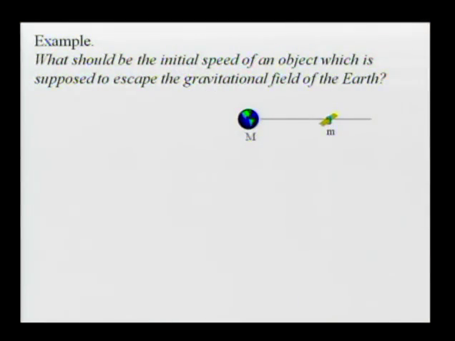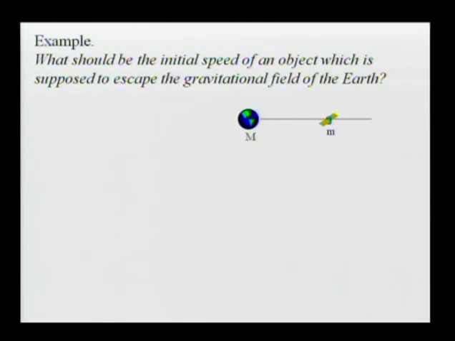And now I promise that I'm going to pull your leg. So I decided to confuse you with something. I'm going to use now the law of conservation of energy to figure out this problem: what should be the initial speed of an object which is supposed to escape the gravitational field of the Earth? We can think about how fast this spacecraft should be moving at the surface so it will fly away from the Earth and reach infinity.